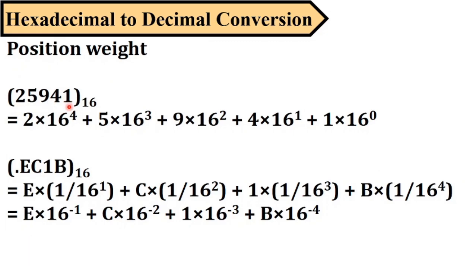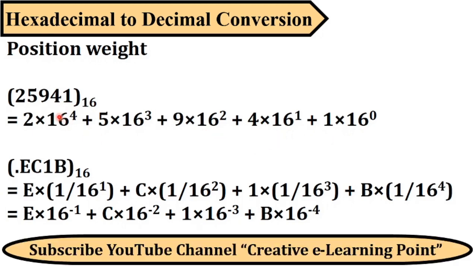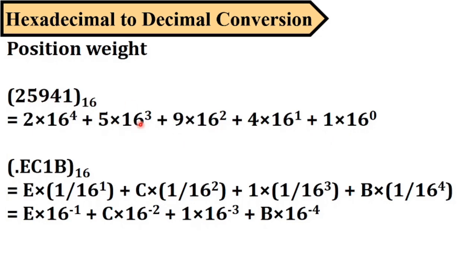The position weight where 1 is present is 16 raised to 0. The position weight where 4 is present is 16 raised to 1. The position weight where 9 is present is 16 raised to 2. The position weight where 5 is present is 16 raised to 3. And the position weight where 2 is present is 16 raised to 4.